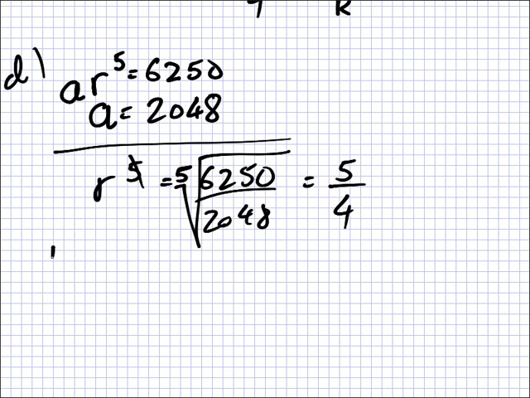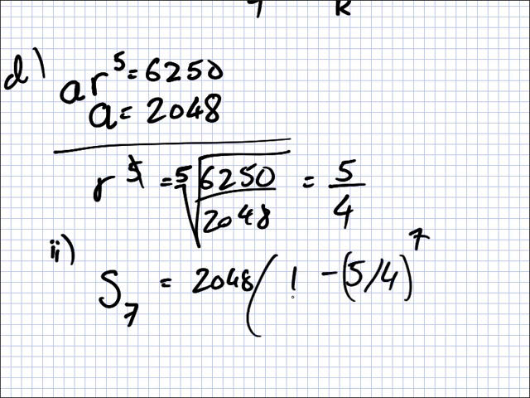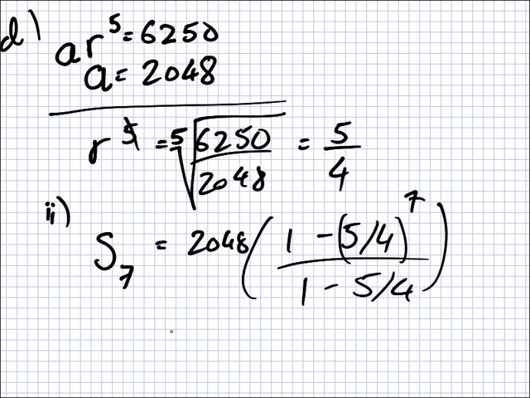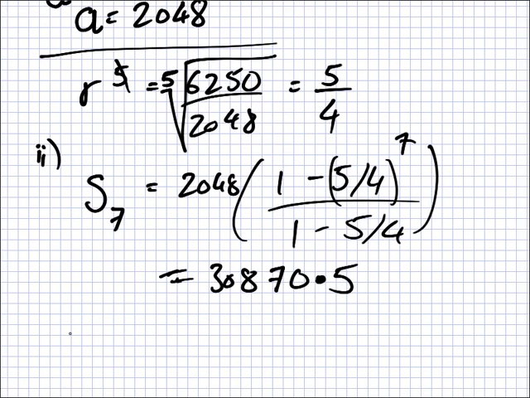So, okay, the next thing is find S7. S7 is A, 1 minus R power N over 1 minus R. Straightforward 2 mark. What's that working out as? 30,870.5, okay. Yeah. So if you wrote down 30900, that's fine.